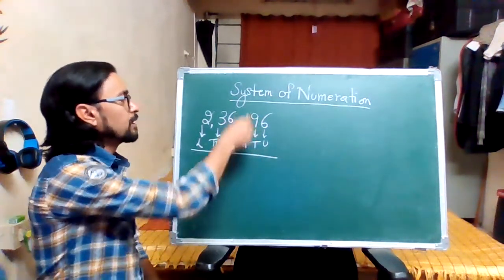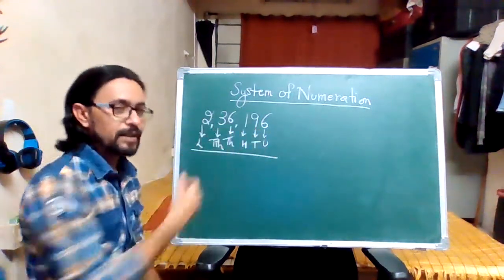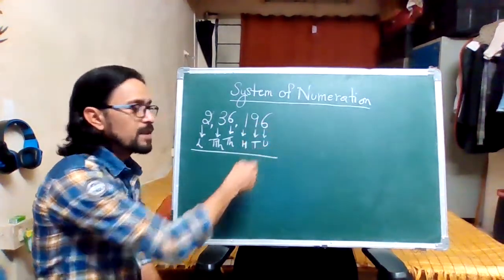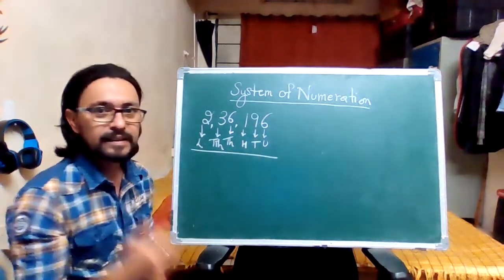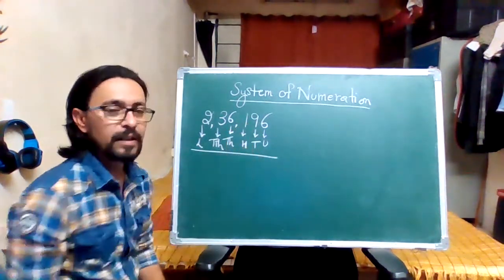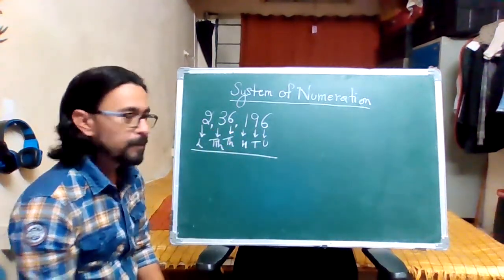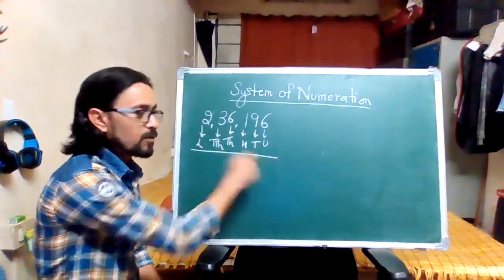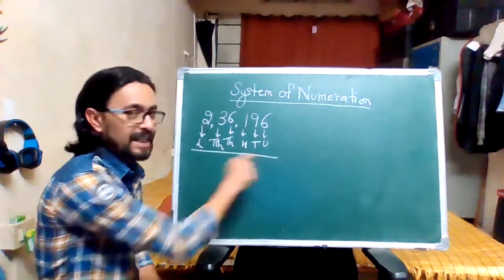Now, each digit is placed in a particular period, which is called the place value. The value of 6 out here is in the units. The value of 9, because it falls in the tens, is 90. The value of the digit 1 out here is 100. The value of the digit 6 out here is 6,000. The place value of the digit 3 out here is 30,000. And the place value of the digit 2 out here is 2 lakhs.